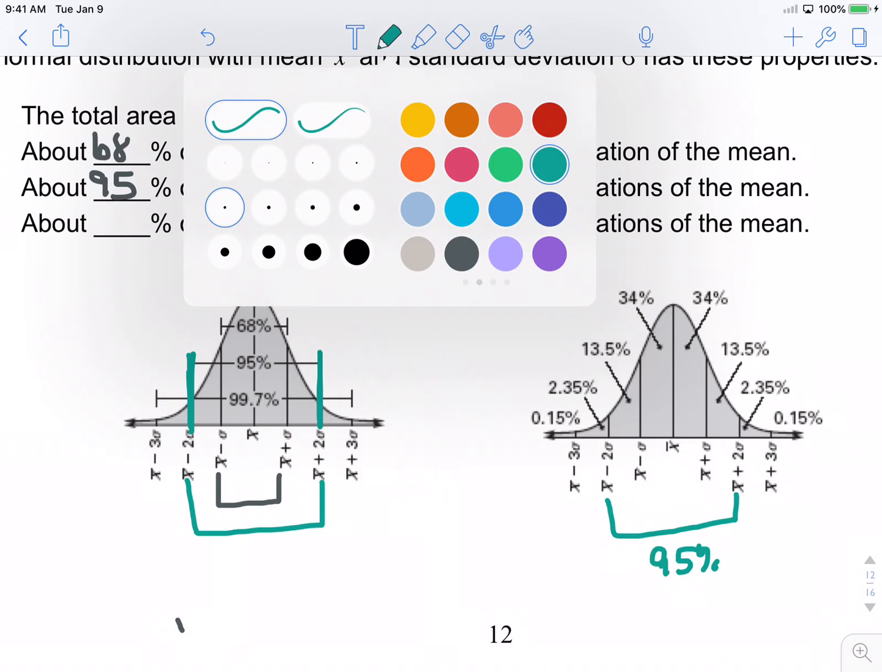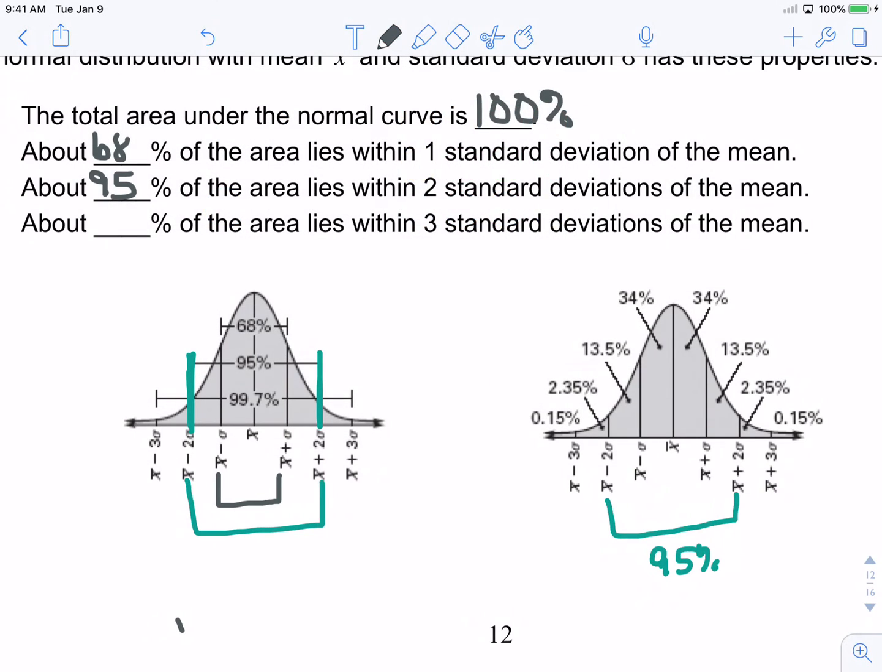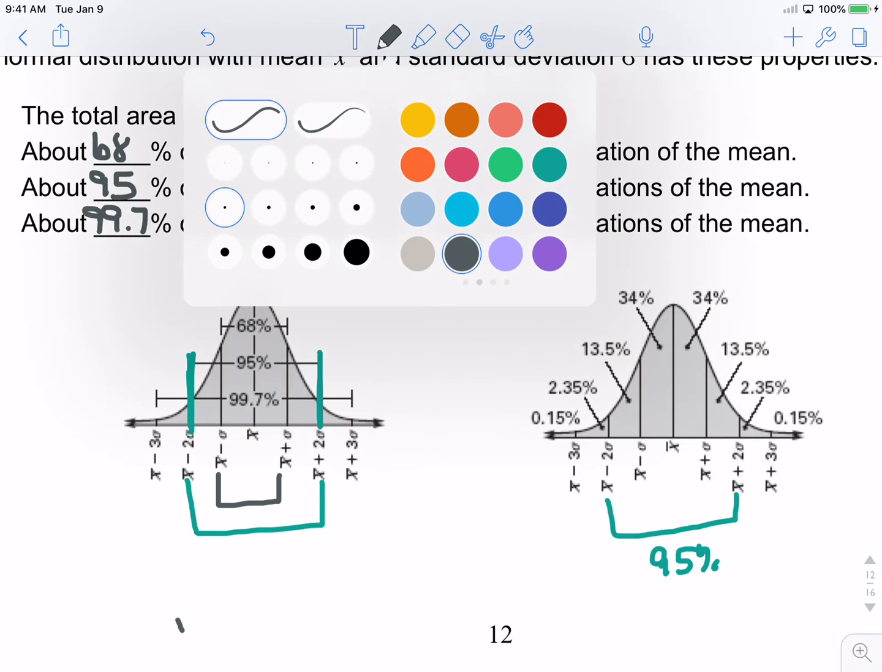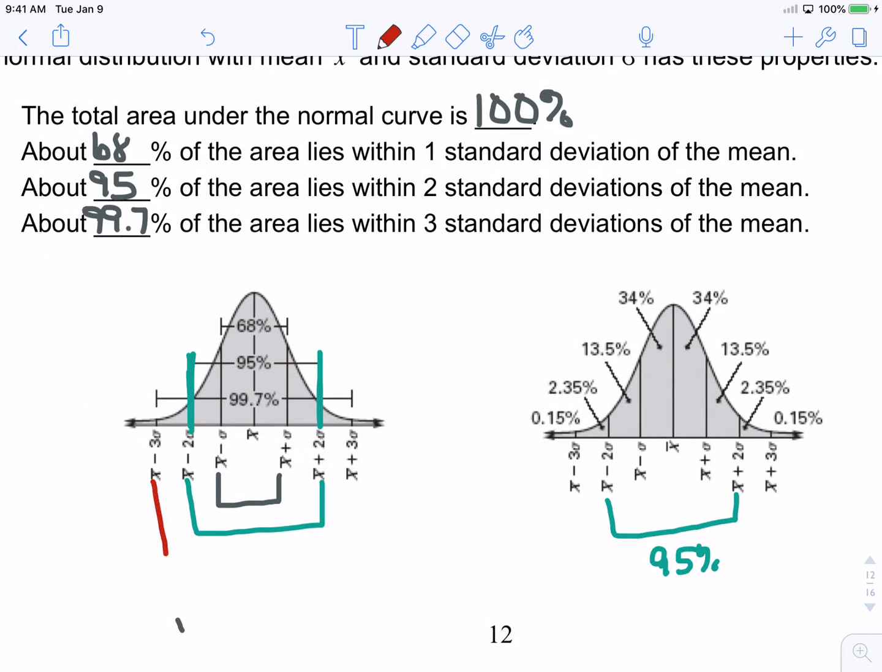The last part is 3 standard deviations, and that's 99.7%. So essentially, almost 100%, but not quite there. And that 99.7% of the data should be within 3 standard deviations of the mean.